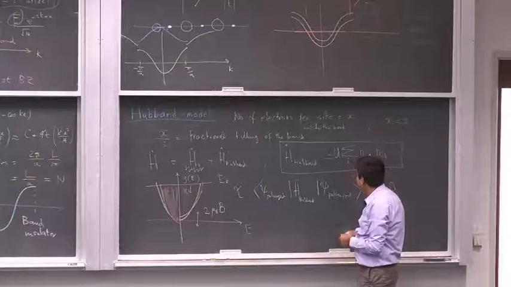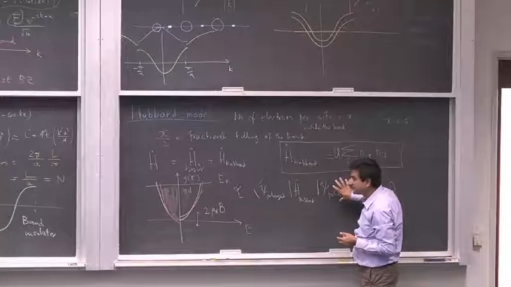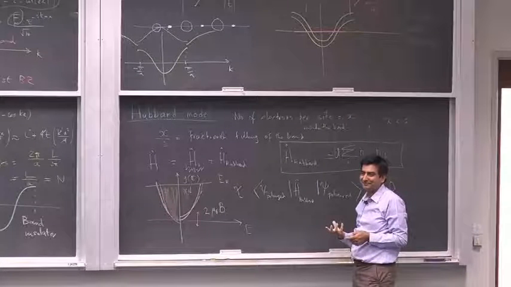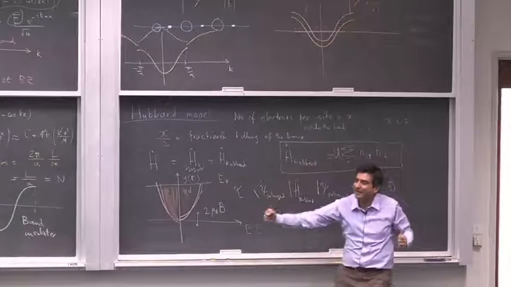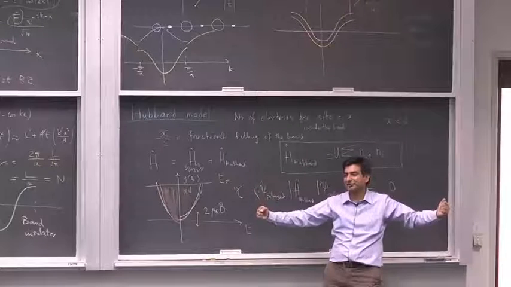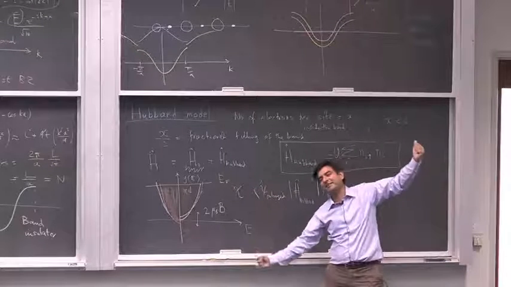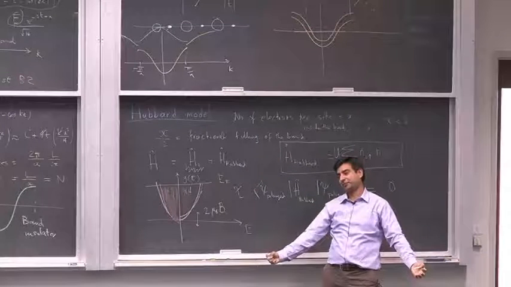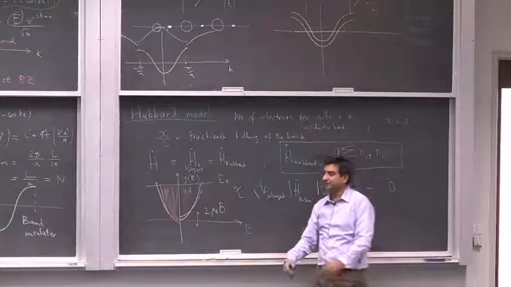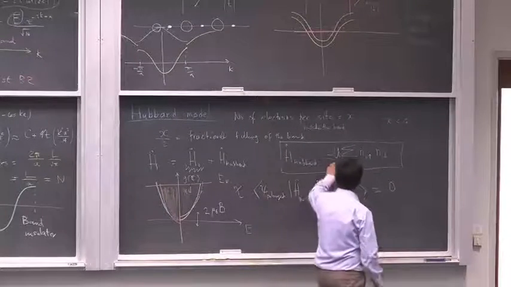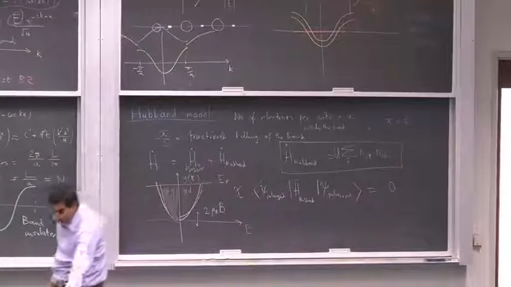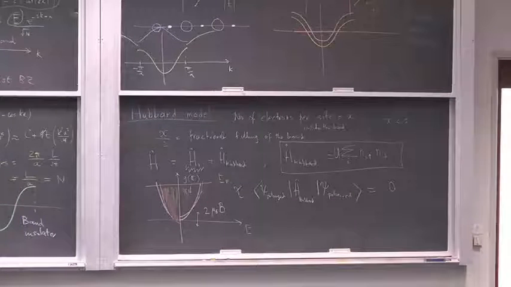So why does this polarized state exist in the first place? There is a competition between the kinetic energy and the correlation between the electrons. One is trying to increase the energy, the other is trying to lower the energy. We would like the overall energy to go down. That's what we would like to do. So we start our discussion from this Hubbard Hamiltonian and see how this can be achieved.